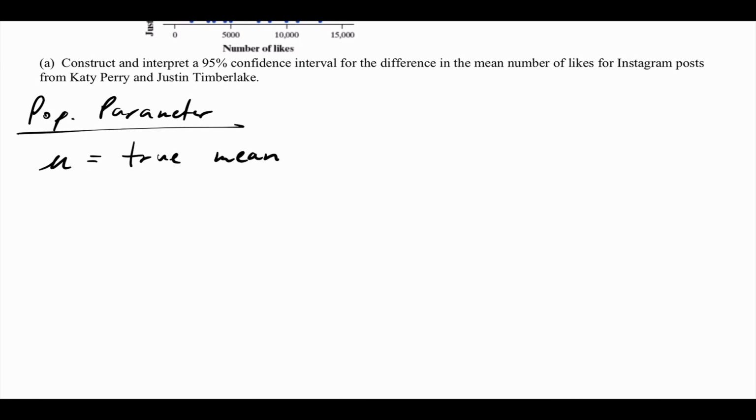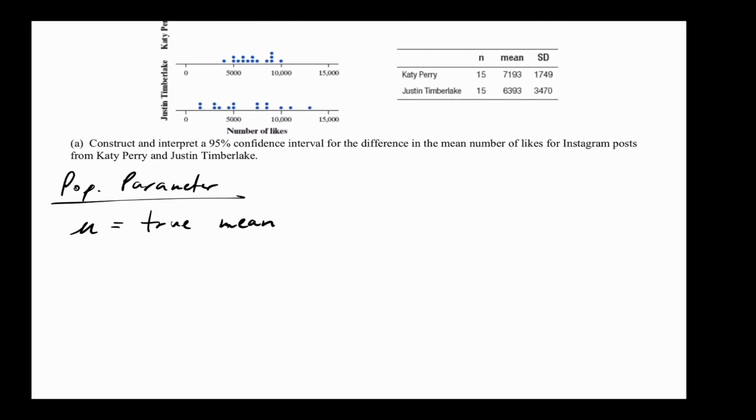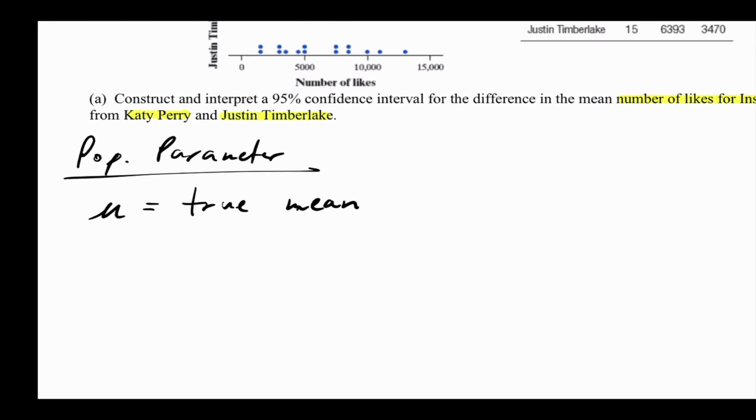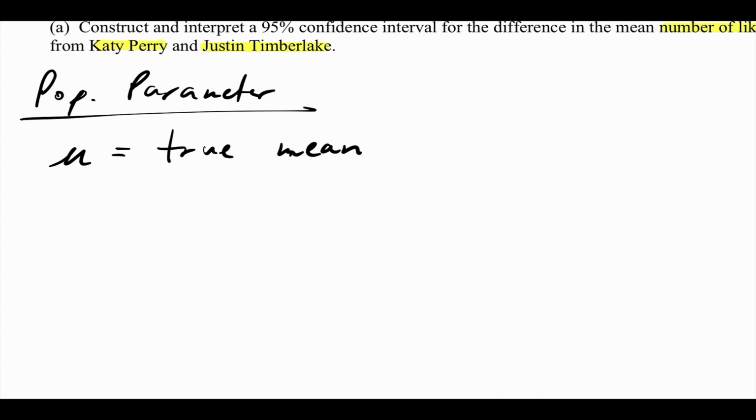True mean number of Instagram posts for Katy Perry and Justin Timberlake. So one is going to be for Katy Perry and one is going to be for Justin Timberlake. Okay. I forgot. We want to label each one of these.